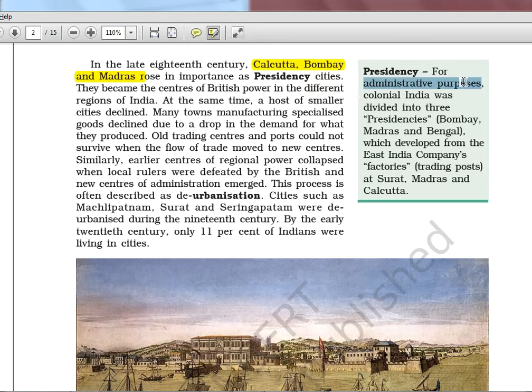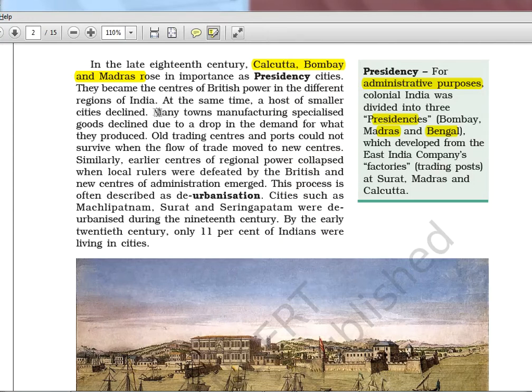Okay, so it was for administrative purposes that colonial India was divided into presidencies, that you know, and they had forts also. In Bombay they had a fort, in Madras they had St. George, and in Bengal they had St. Williams, and these were fortified. Okay, they had conflicts with the Bengal ruler Sirajuddaula also, and that is why the Battle of Plassey also happened. So such stories are there.